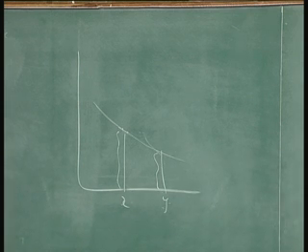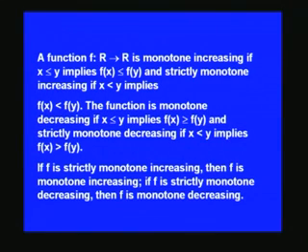This definition follows immediately. If f is strictly monotone increasing, then f is monotone increasing. Obviously, a strictly monotone increasing function will be monotone increasing, and a strictly monotone decreasing function will be monotone decreasing. Only thing is, in monotone increasing or monotone decreasing you allow less than or equal to or greater than or equal to, but in strictly monotone increasing and decreasing, you say f(x) should be less than f(y) or f(x) should be greater than f(y), as the case may be.